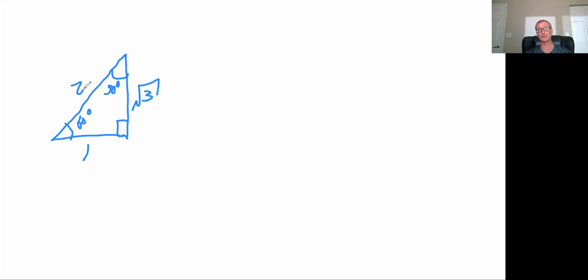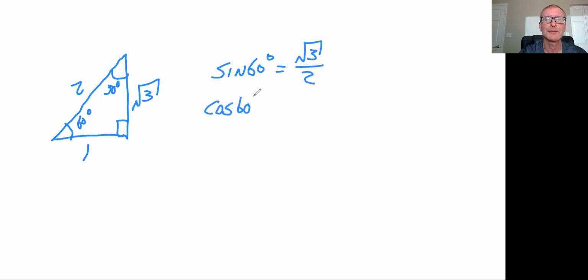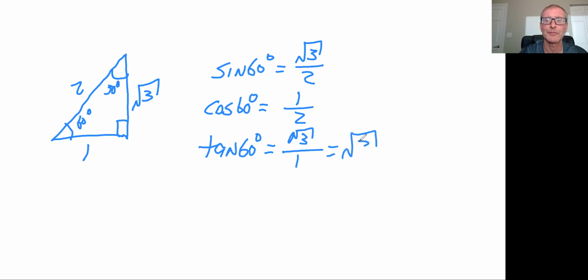To define the three functions this way, you have sine of 60 degrees, and that would be opposite, which is square root of 3, divided by hypotenuse, which is 2. Cosine of 60 degrees would be adjacent, which is 1, over hypotenuse, which is 2. And the third one we'll worry about is tangent of 60 degrees, which is opposite, square root of 3, over adjacent, which is 1. So that would be square root of 3.